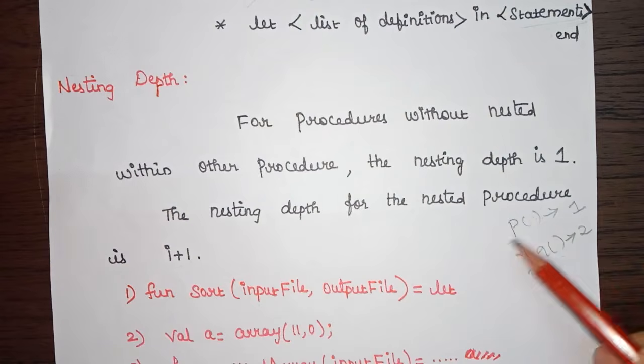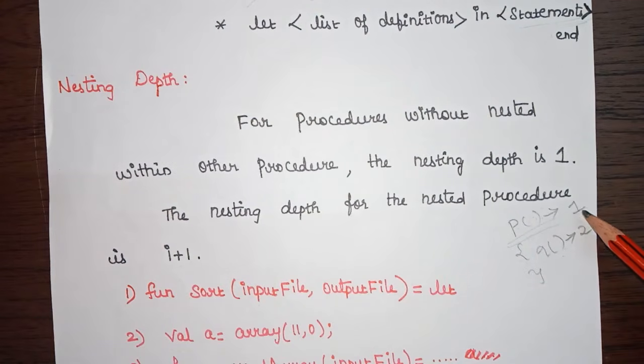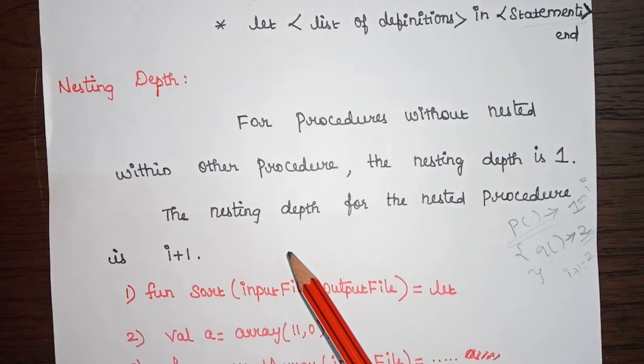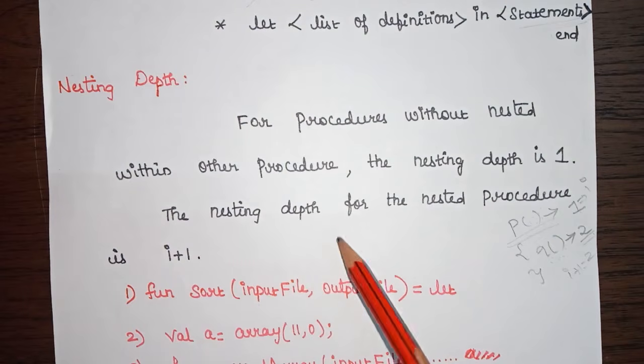That is, for this procedure we have nesting depth i, and the nested procedure that is present immediately inside the procedure has nesting depth i plus 1. That's why we are getting the nesting depth 2 here. So this is the formula that we can use for finding the nesting depth of the nested procedure.